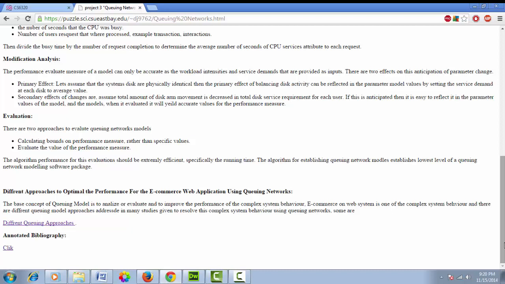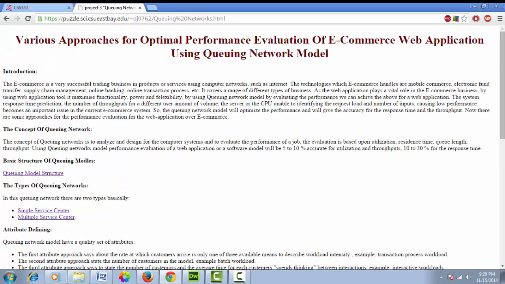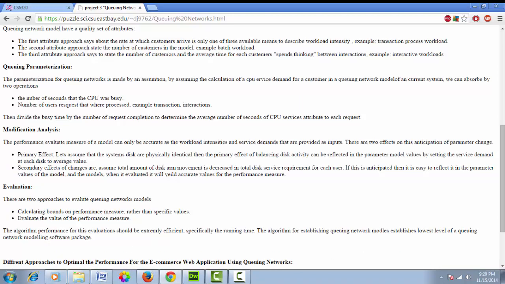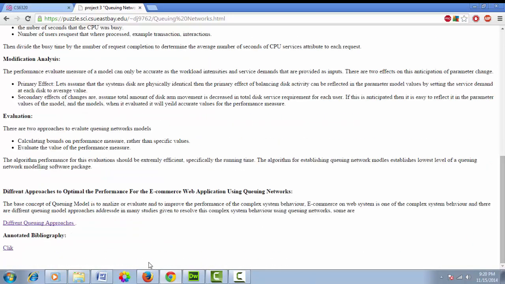So I suggest a queuing network is very vital, a primary tool for web applications, especially for e-commerce web applications. And here is the annotated bibliography.